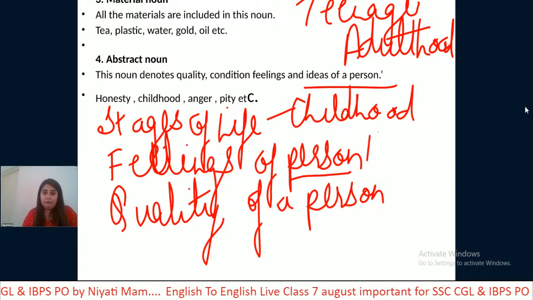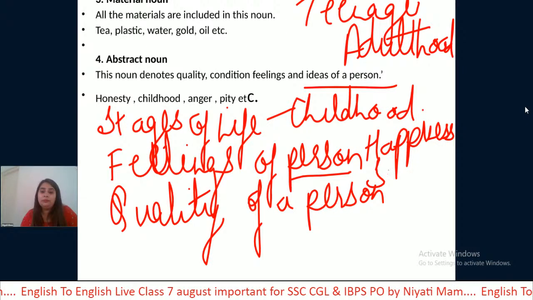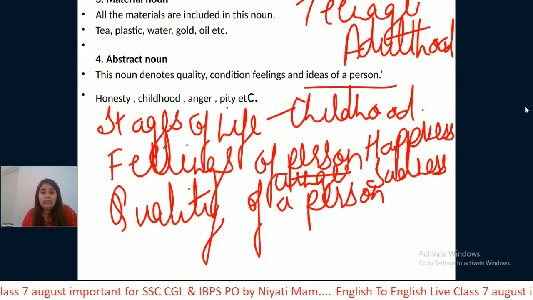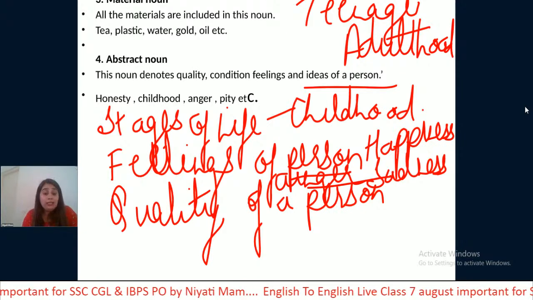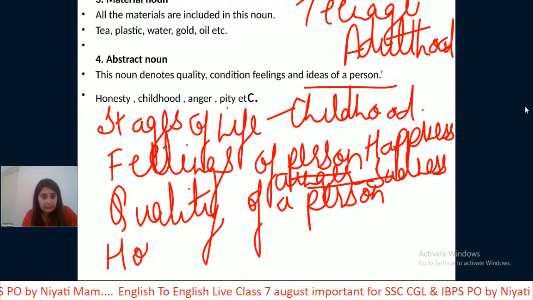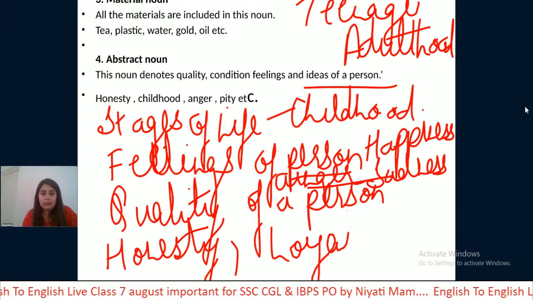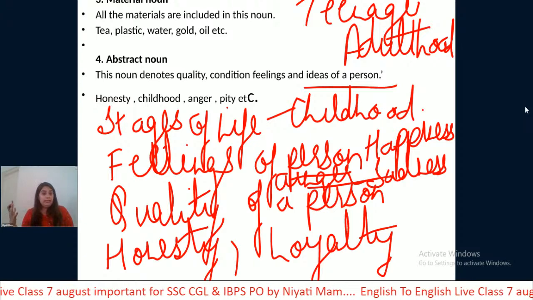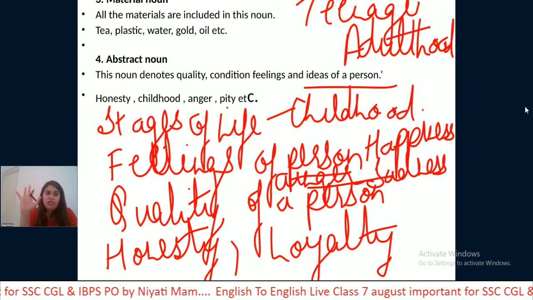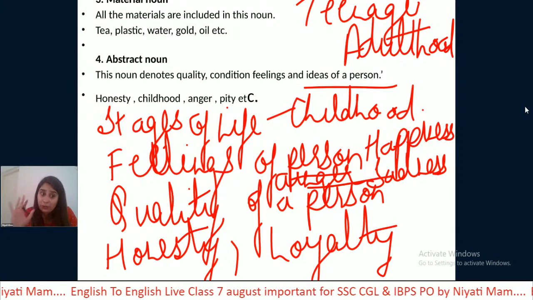Feelings of a person: happiness, sadness, anger. All these are feelings of a person. Quality of a person: what quality do we humans possess? Honesty, loyalty. All these are qualities that humans have in their basic nature. So in total, there are 5 types of nouns: proper noun, common noun, collective noun, material noun, and abstract noun.